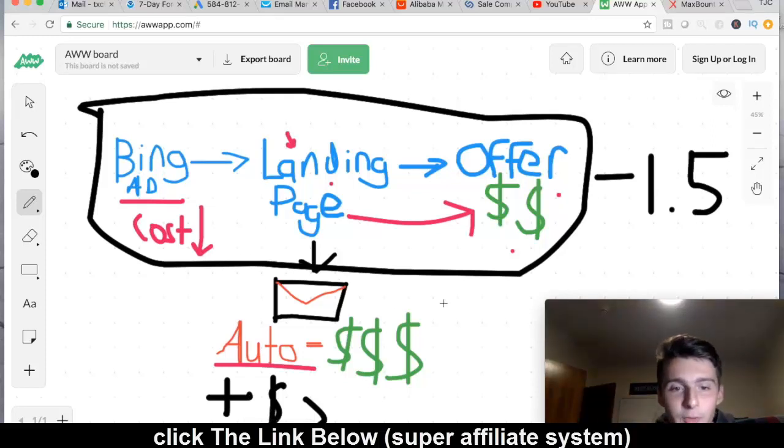That's how you can make $100 per day easily on Bing Ads. And eventually, guys, you just scale that up. You just keep scaling this up, and it just blows up. And you guys can do this for YouTube, for Facebook.